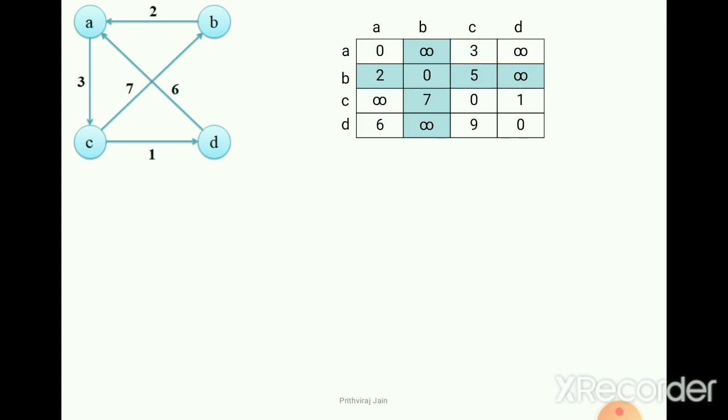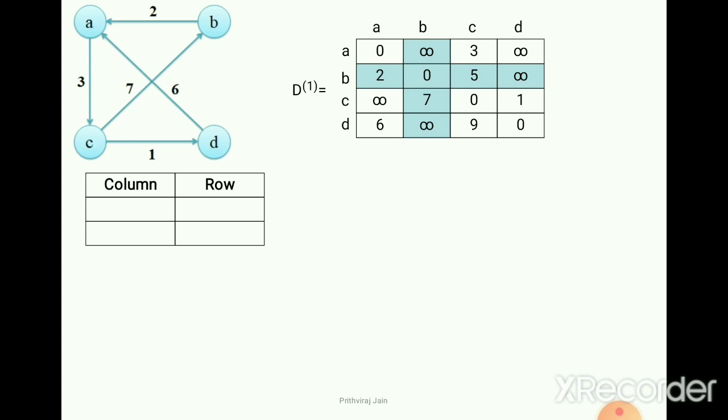Next we have to select the second row and second column, and perform the same process. Let us take this as D1 and note down the values across the row as well as the column. In the column we have only one value, that is C comma B equal to 7. In the row we have B comma A is equal to 2 and B comma C is equal to 5.